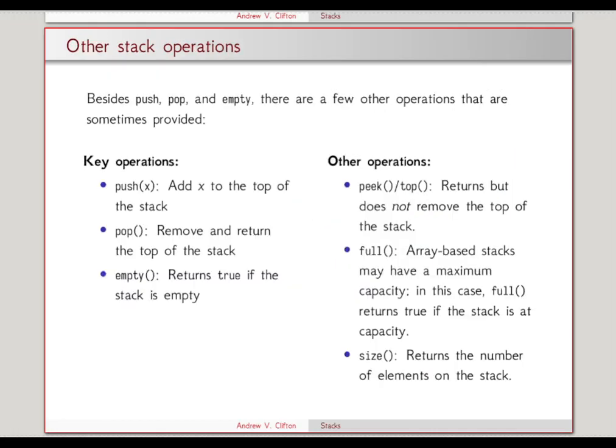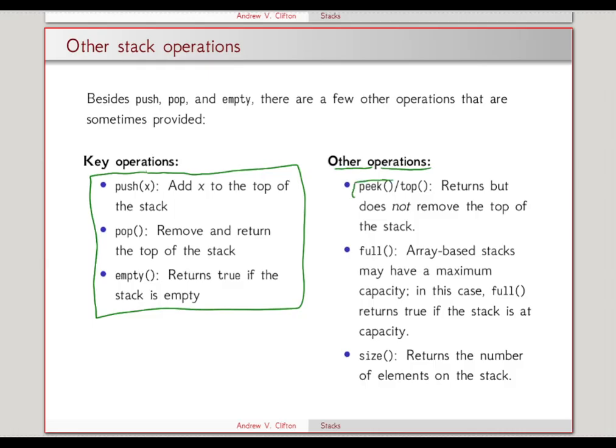Now, besides push, pop, and empty, there are sometimes a few other operations that are convenient to have. We have to have push, pop, and empty. If we don't have those, we just don't have a stack. But there are other operations that are sometimes convenient but not essential. It's nice to have a way to look at the value on top of the stack without removing it. Sometimes that operation is called a peek, sometimes it's called a top. Whatever it is called, it returns the top value, but it doesn't remove it.